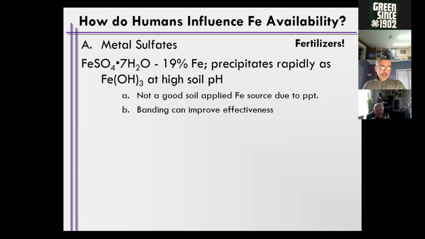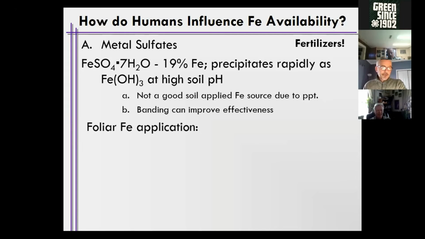Strategies to get around that, if you're applying to the soil, and that's strategy B: banding typically can improve effectiveness, but it's not a long-term fix, right? In fact, there's no long-term fix unless you can cause your soil to become less calcareous. That does happen in our soils in Colorado, and Clayne Jones from Montana State is going to talk about this in the next Zoom call.